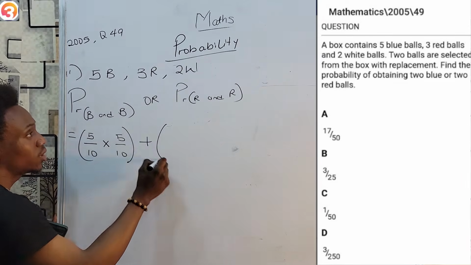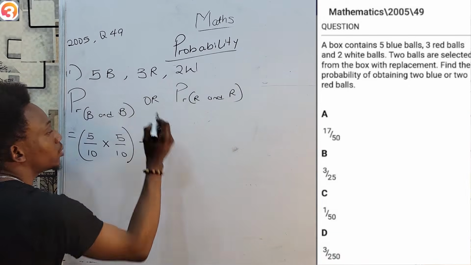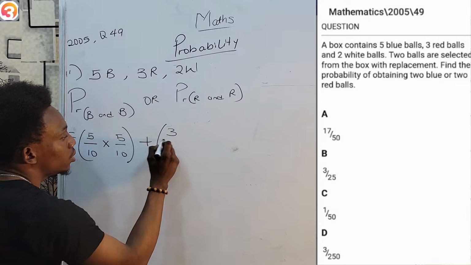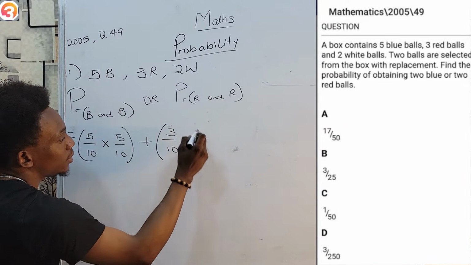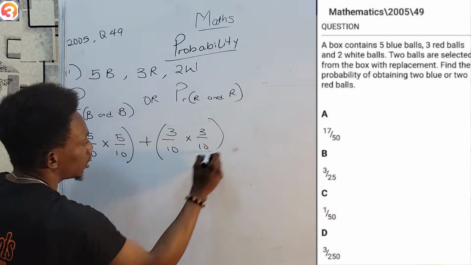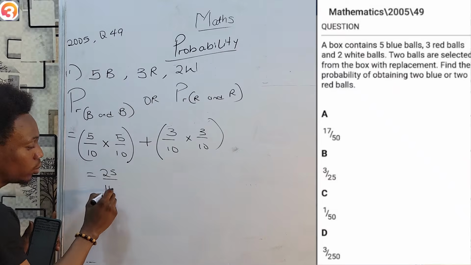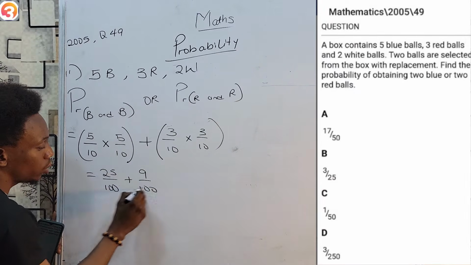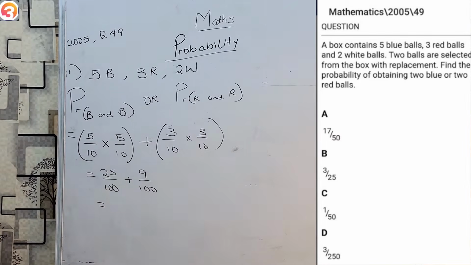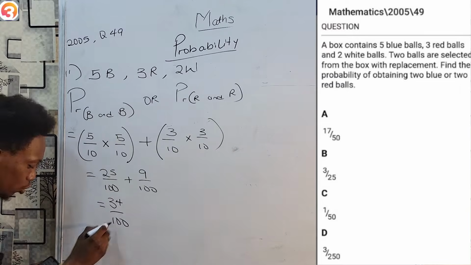Or becomes plus. And now the probability of picking a red ball. There are 3 red balls, so 3 over possible outcomes, 10. And this times 3 over 10 again. 5 times 5 is 25, 10 times 10 is 100. 3 times 3 is 9, 10 times 10 is 100. And then 25 plus 9 gives us 34 over 100.